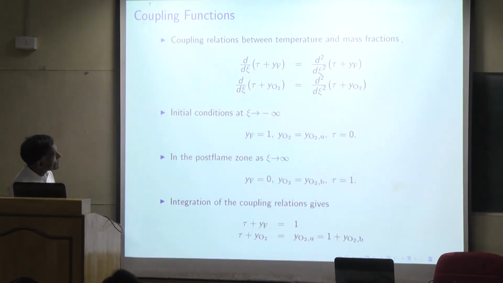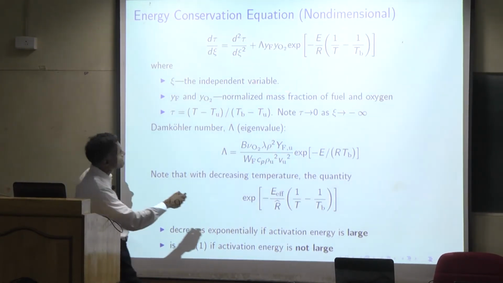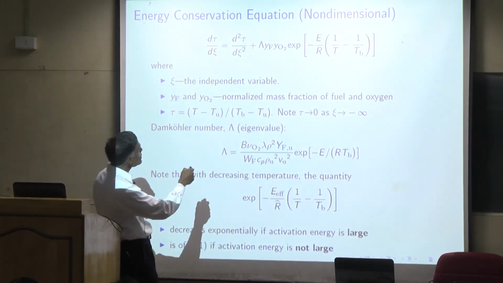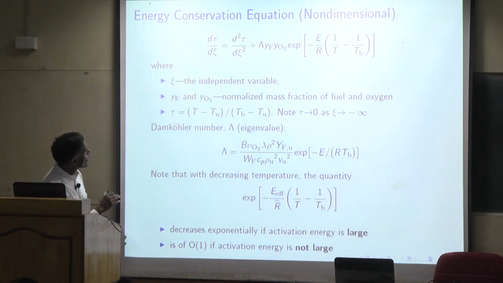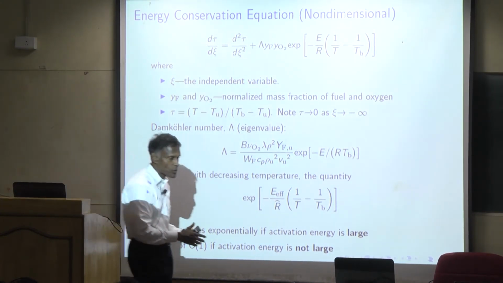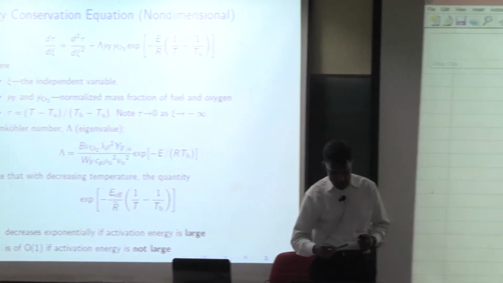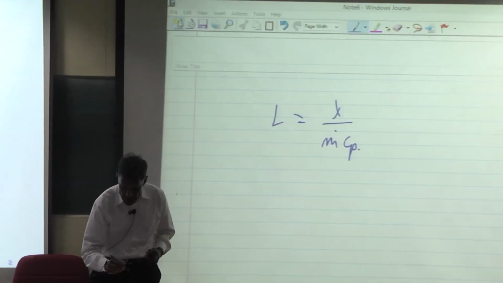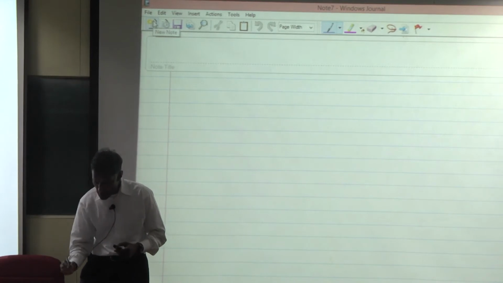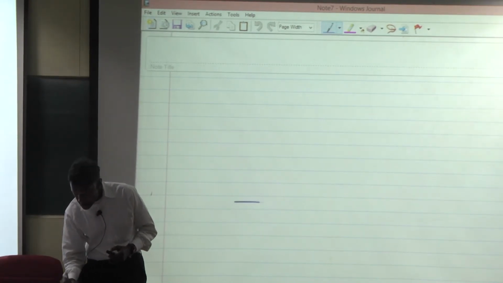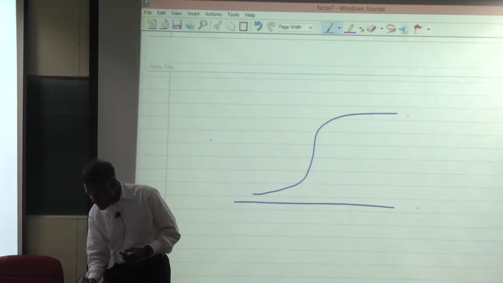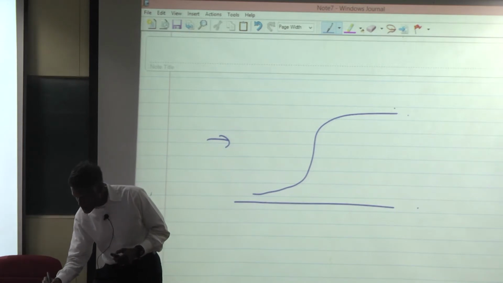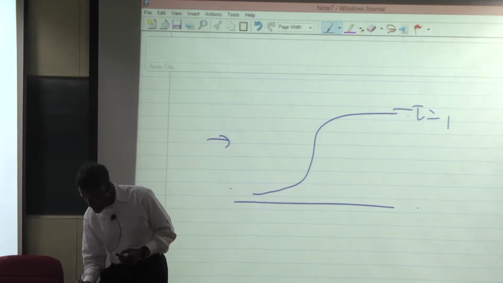So now this is the energy conservation equation that's written. If you look at that equation, there is a problem with it. And what is the problem? The problem is that when you go to minus infinity, which is very far away, that's the central issue which people have worked on for many years. So this is the temperature profile. When you come very far away in this direction, this is tau equals 1, and here tau equals 0.